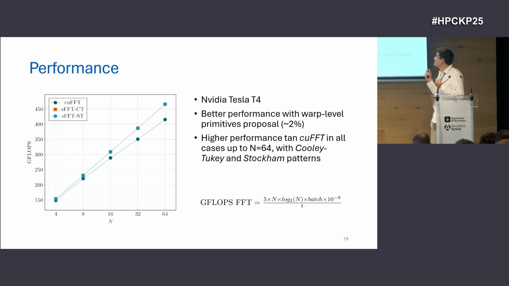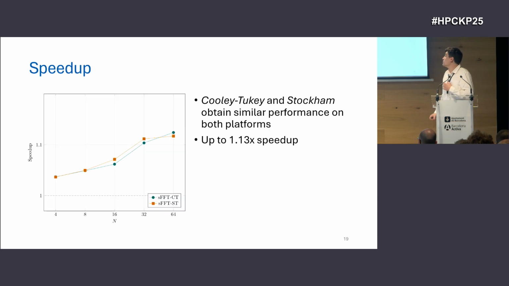We found that, comparing it to cuFFT, which is NVIDIA's own FFT library, we obtained higher performance in all of the cases up to N equals 64, with the Cooley-Tukey and the Stockham pattern as well. We calculated the performance using this expression, which is pretty common for FFT performance measurement. Looking at the same in terms of speedup, we see that Cooley-Tukey and Stockham obtain similar performance on both platforms, and we obtain a maximum of 13% of speedup.